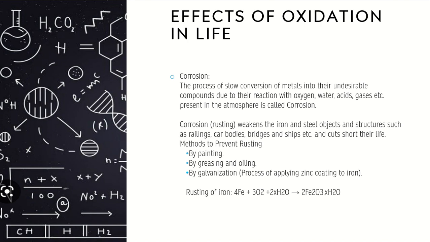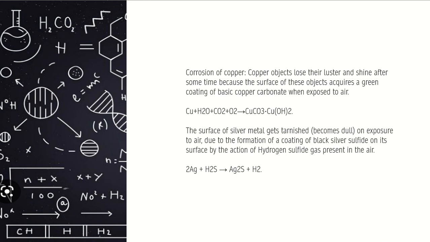Rusting of iron. The formula for this is 4Fe plus 3O2 plus 2xH2O turns into 2Fe2O3.xH2O. Okay, moving on. Corrosion of copper. Copper objects lose their luster and shine after some time because the surface of these objects acquires a green coating of basic copper carbonate when exposed to air. Here's the formula, you can read it if you want to.